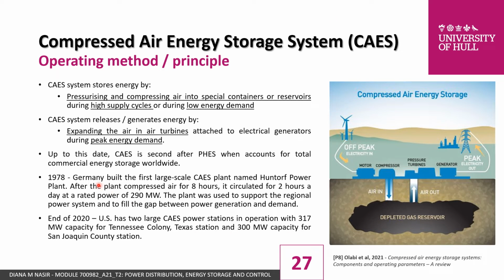CAES is reported to be second after pumped hydro in terms of energy density. And a little history on the system: in 1978, Germany built its first large-scale CAES plant, with the capability to deliver about 290 megawatts of power for about 2 hours a day after the air was compressed in 8 hours. And the latest ones, in 2020, we can refer to two large-scale CAES power plants in Texas and also in San Joaquin, where the capacity of each is around 200 megawatts.